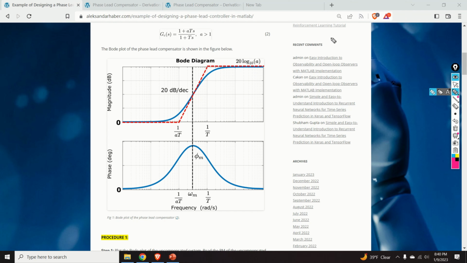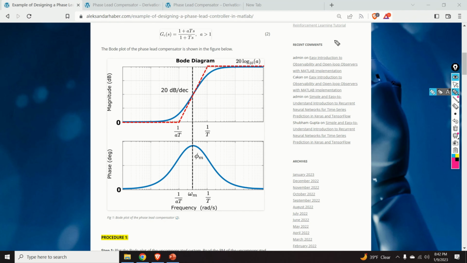The next important observation is that the asymptotic gain of the phase lead compensator is 20 logarithm with base 10 of a. Because the logarithmic gain or the magnitude plot is always positive, this means that the phase lead compensator will increase the gain of the open loop system.